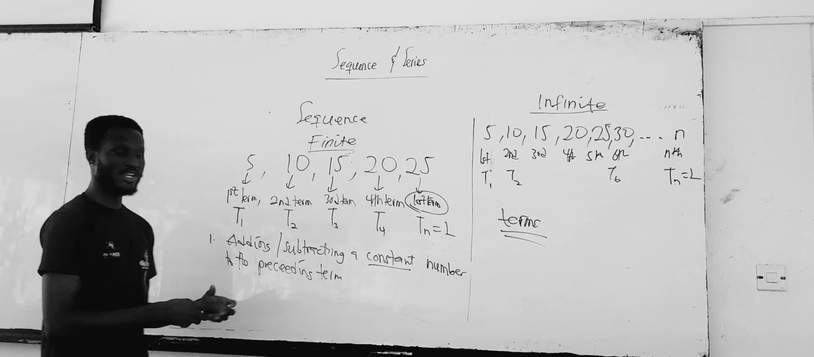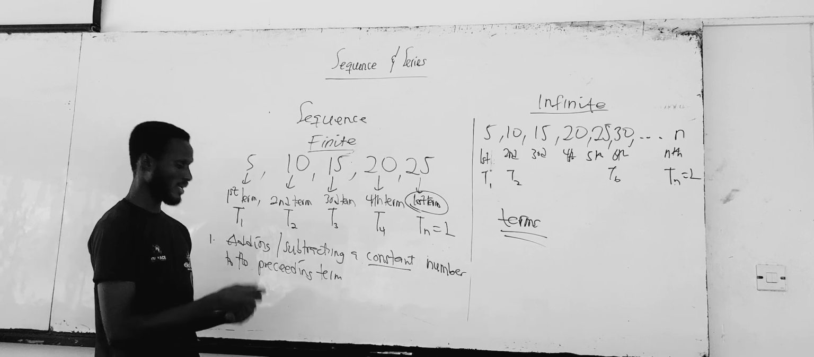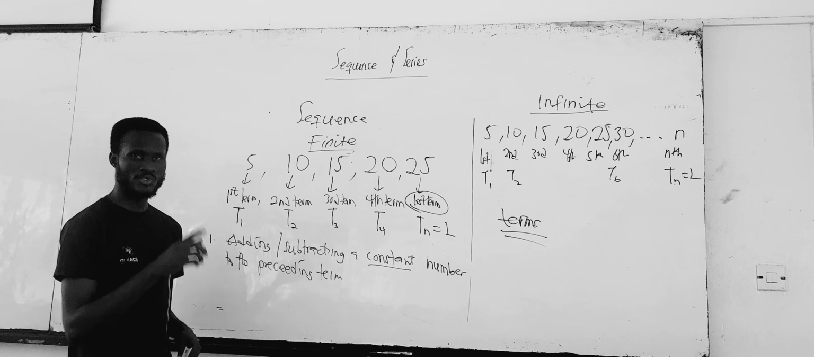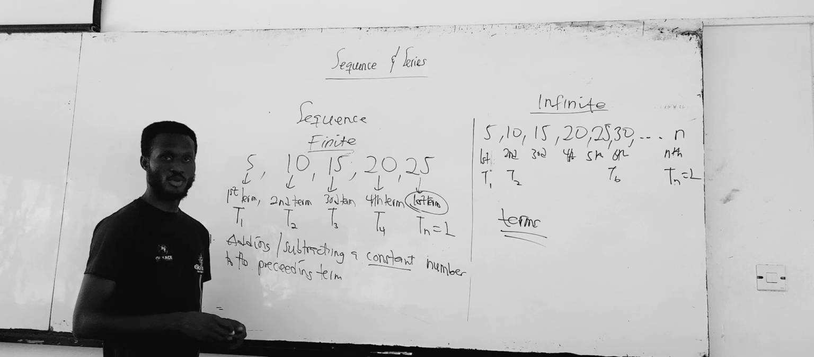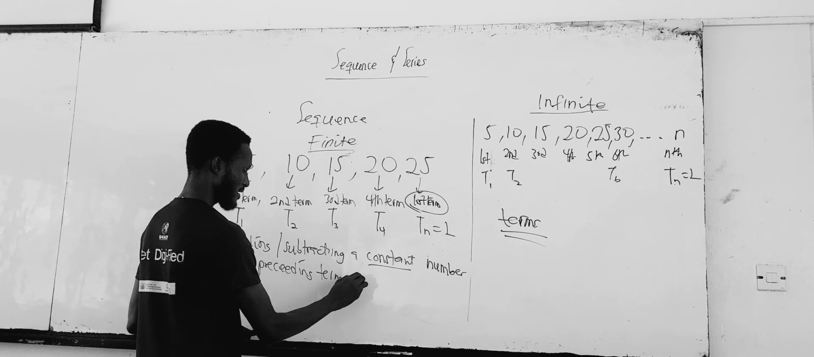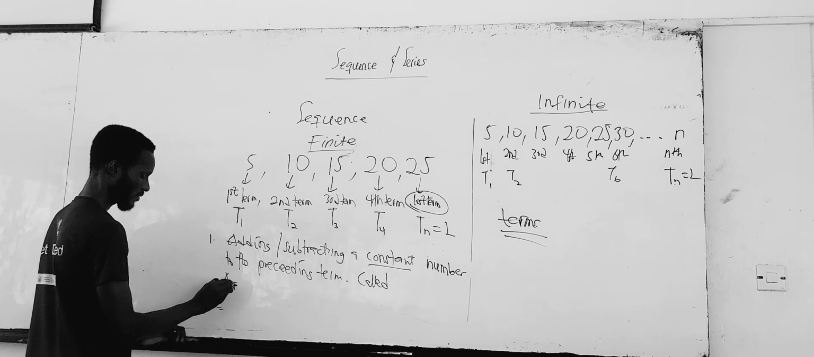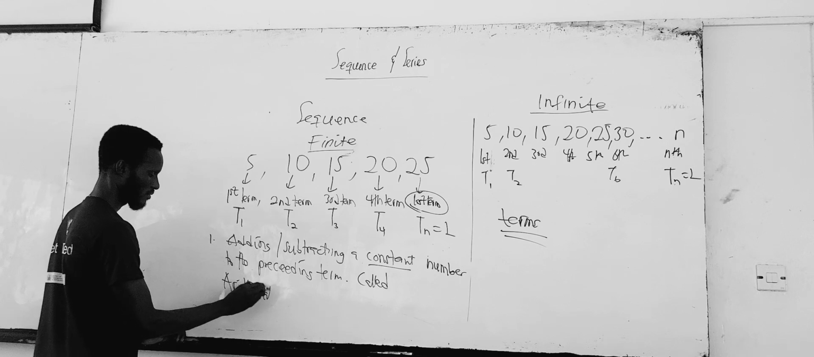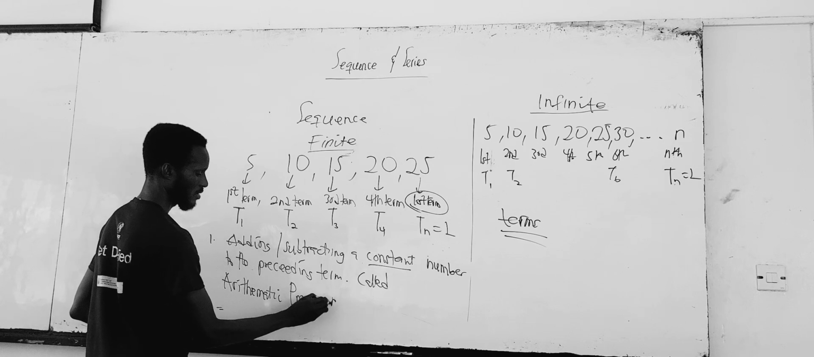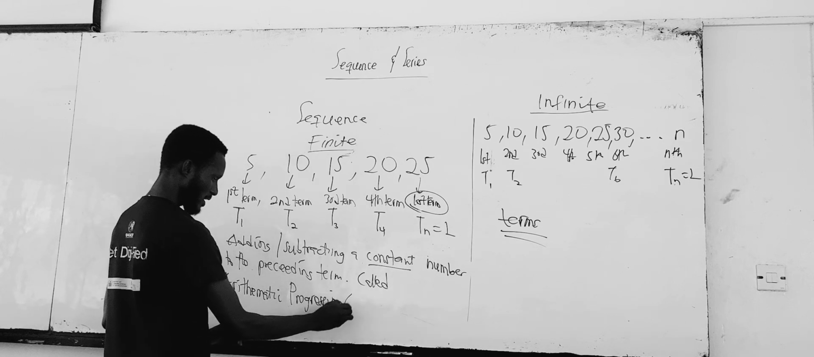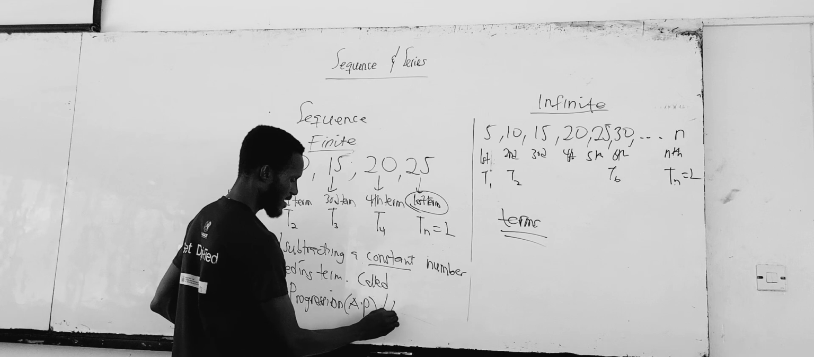Now when we add or subtract a constant to the preceding term to get another number, it falls in one particular type of sequence called the arithmetic progression. Normally we call it AP. A for arithmetic, P for progression, or linear sequence.